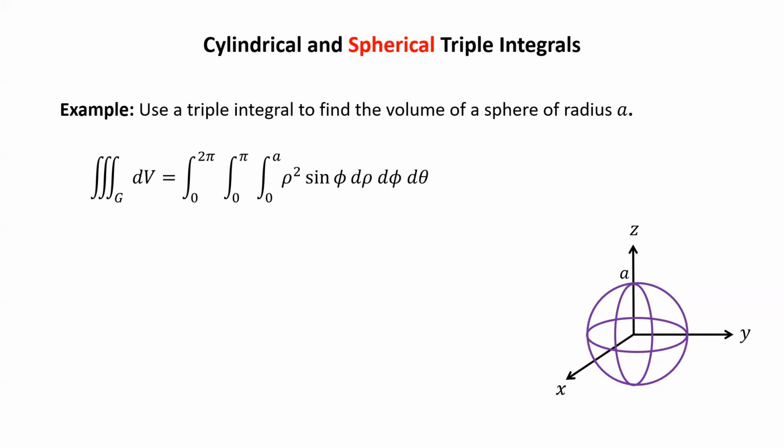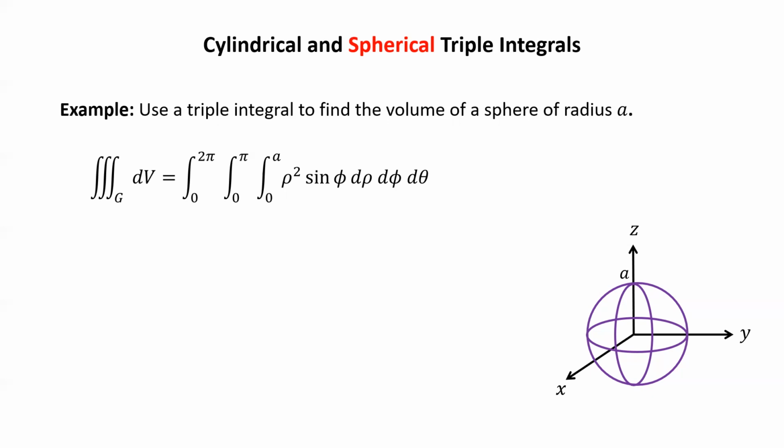Phi is going from 0 to pi. Phi is coming from the positive z-axis and coming all the way down past the xy plane and going to the negative z-axis. That will guarantee we get the whole sphere. If we only wanted the upper half of the sphere, we would go from 0 to pi over 2. If we wanted the lower half of the sphere, we would go from pi over 2 to pi.